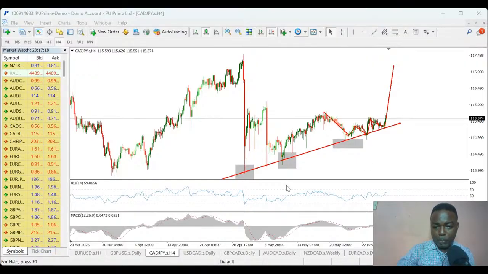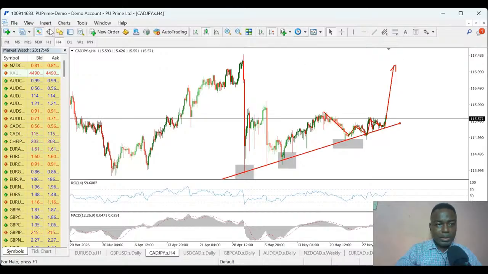On the CAD JPY, now, this is a swing setup. That means as we approach the new day, which is going to be Wednesday, the 3rd of June 2026, you can look for an upward breakout, a bullish breakout on the CAD JPY on the 4 hour time frame. It's a bullish setup, and we anticipate price to break out and start trading in the upward direction.